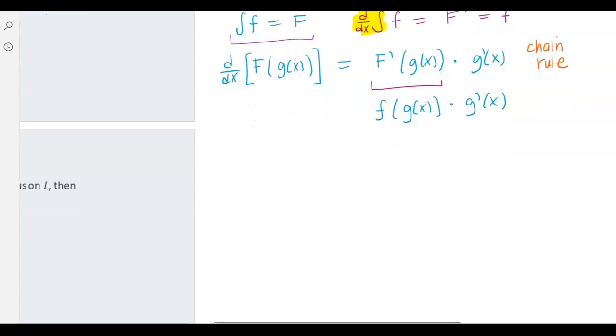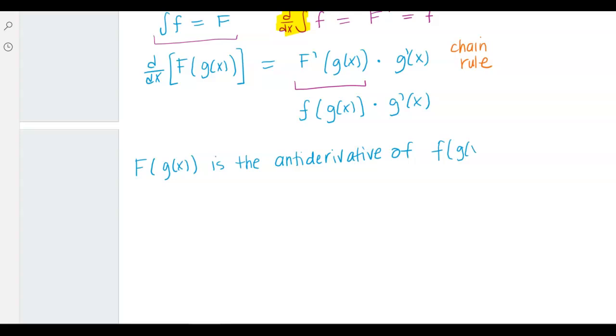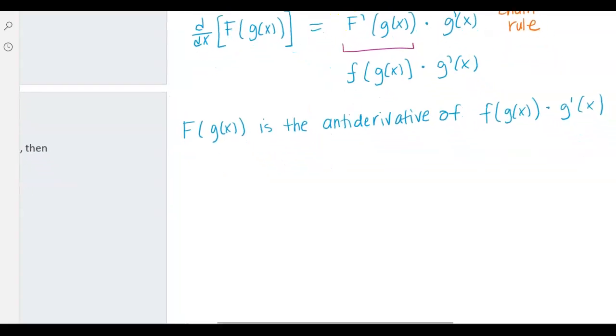So, putting these two ideas together, what we're saying is that capital F of g of x, the composition, is the antiderivative of f of g of x times g prime of x. Okay. Now what we're going to do is make that substitution that we talked about just a minute ago. The standard variable that we use for substitution is u. So we're going to say u is equal to that inner function g of x.